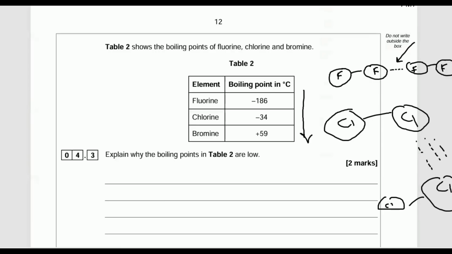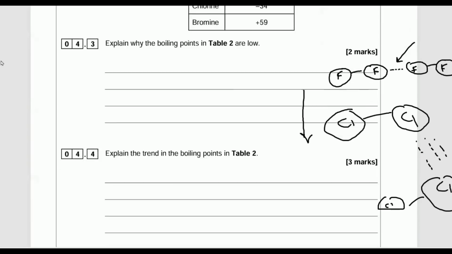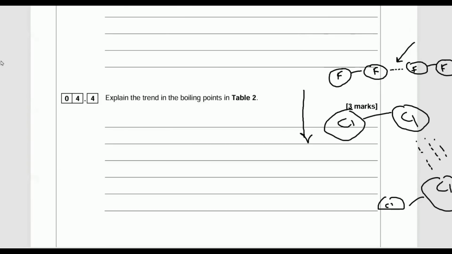So what I want to say for this answer, as I scroll down, explain the trend in the boiling points, is like this. As we go down the table, the boiling points increase. A lot of people won't have spotted that, but they increase, and that's going to give us a mark. Why do the boiling points increase?